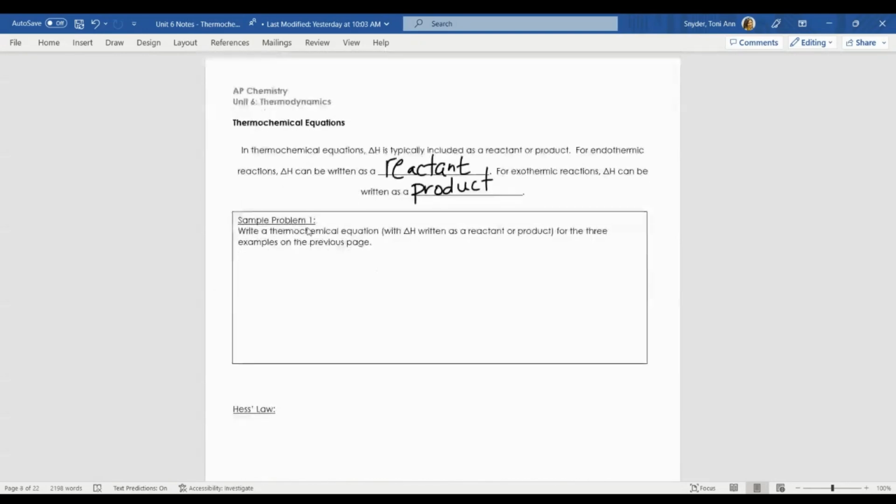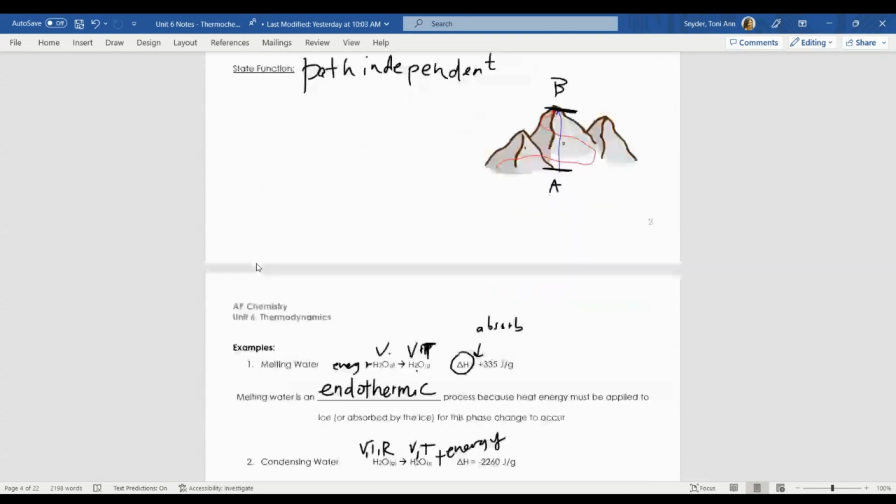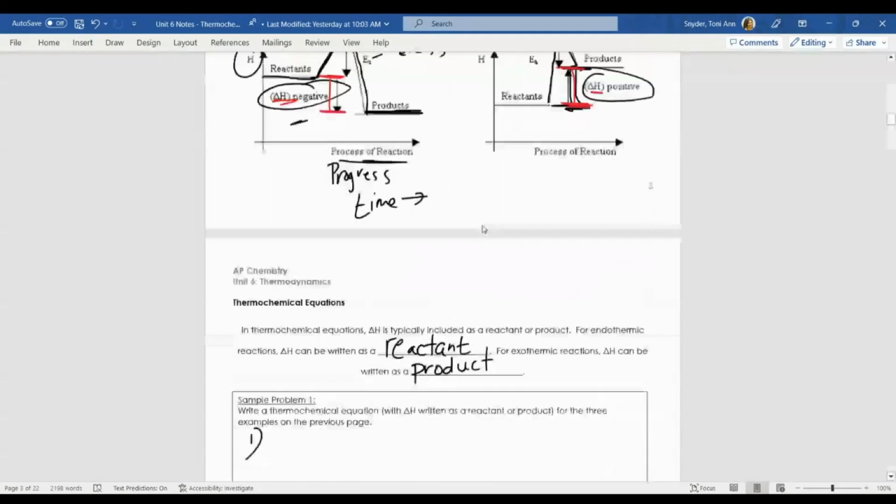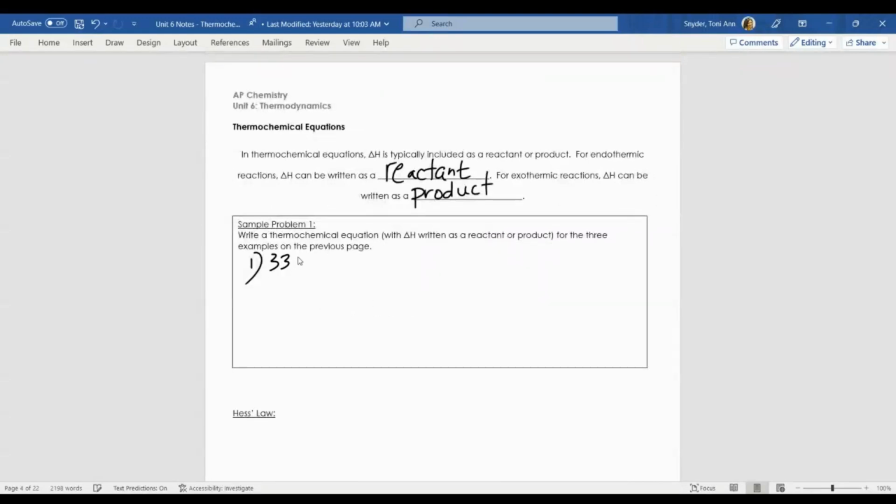If I look at melting water, number one, this particular delta H we know is a reactant because I have to input 335 joules of energy in order for this reaction to occur. So I'm going to write this as 335 joules per gram of energy plus solid water, also known as ice, is going to give me liquid water. In order for me to melt 1 gram of water, I would have to input 335 joules of energy. If I were to melt 2 grams of water, of course, this value would be double that. We're going to manipulate these with amounts a little bit later in this unit as well.